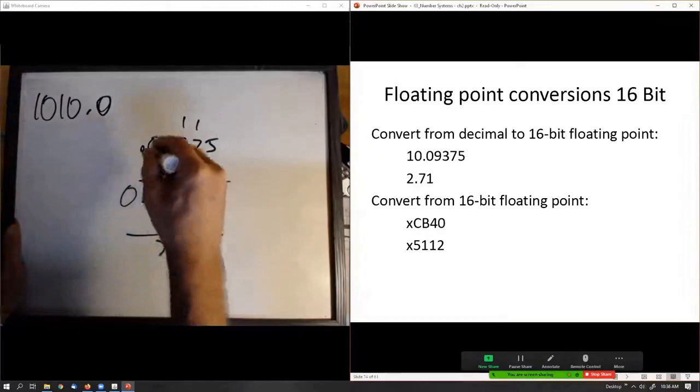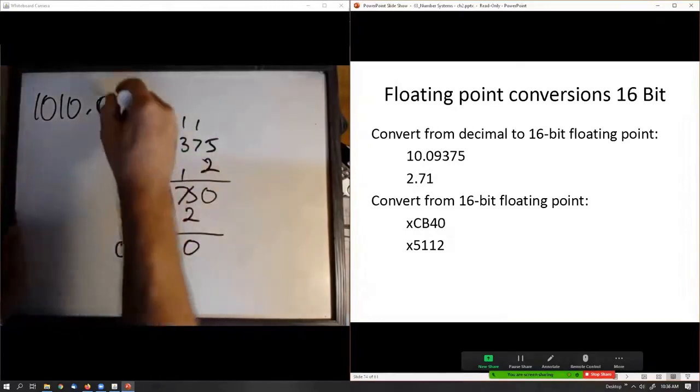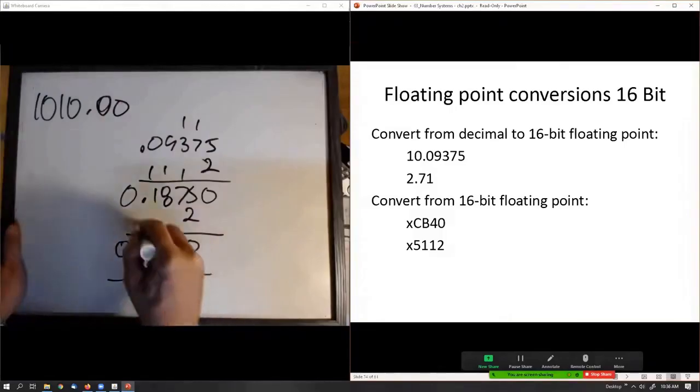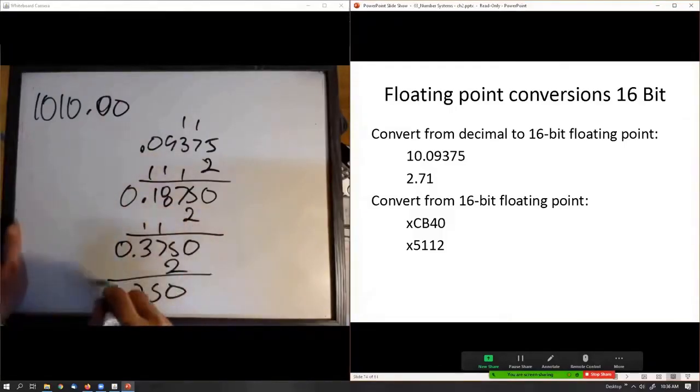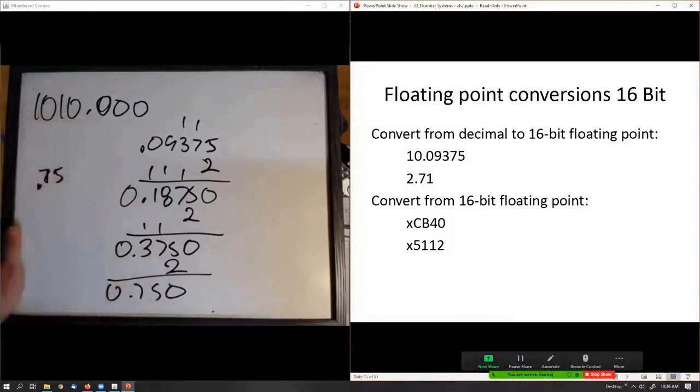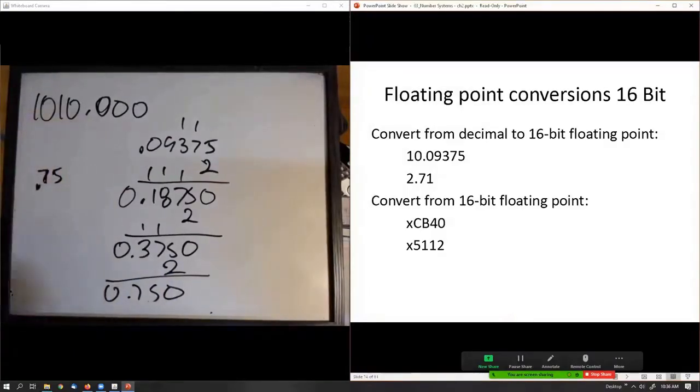Carry 1, 2, 3, 3, 0.375. Multiply that times 2, 10, carry 1, 14, 15, carry 1, 6, 7, 0.75. Multiply that times 2. Well, look at this. Does anybody remember what 0.75 is? Just if I asked you to do 0.75 without anything else. Just ignore the rest of the problem.